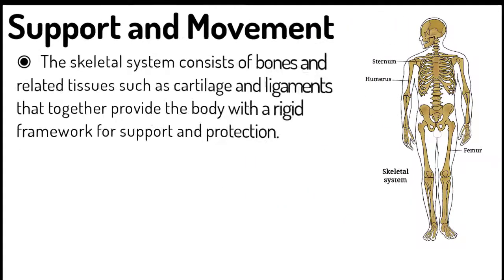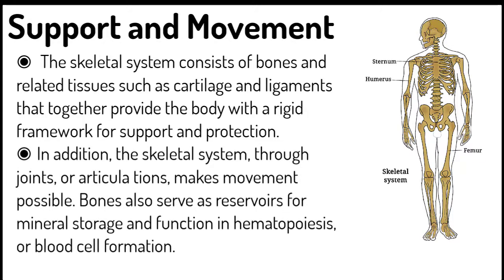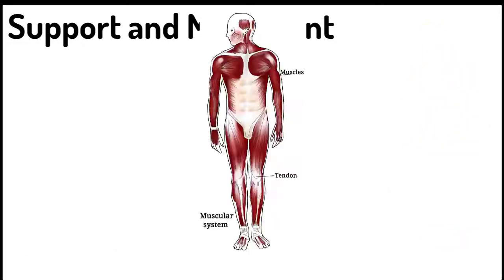The skeletal system consists of bones and related tissues such as cartilage and ligaments that together provide the body with a rigid framework for support and protection. In addition, the skeletal system, through joints or articulations, makes movement possible. Bones also serve as a reservoir for mineral storage and function in hematopoiesis, or blood cell formation.